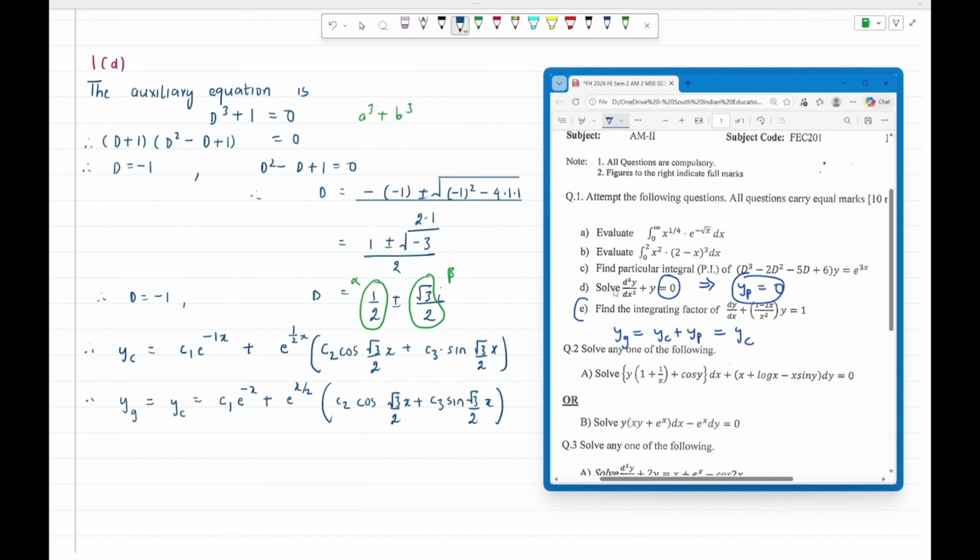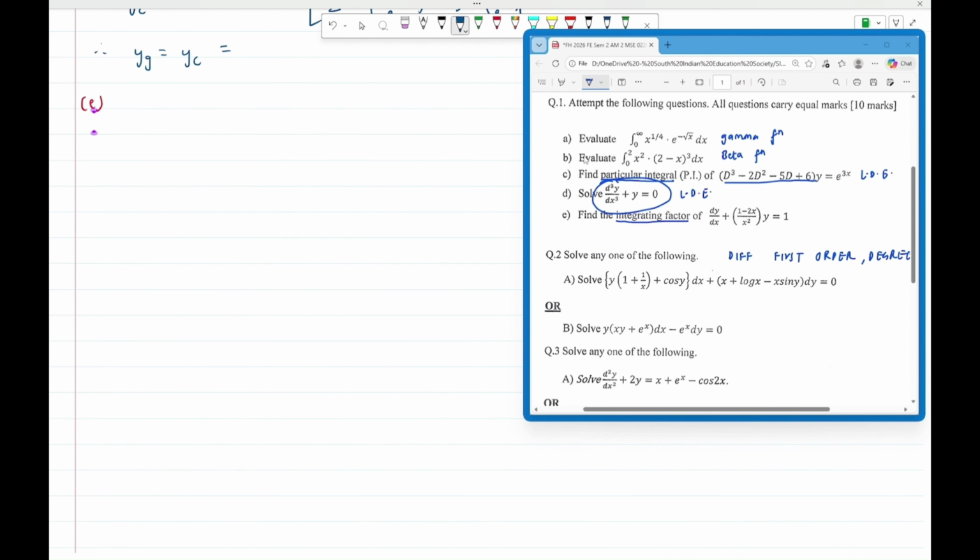Now let's move on to 1e. In 1e we want to find out the integrating factor of dy by dx plus some expression times y is equal to 1. So this is a linear differential equation, and the standard form of a linear differential equation of first degree and first order is dy by dx plus p of x into y is equal to q of x. If we compare the given differential equation with the standard linear differential equation, we are going to get that p of x is equal to this bracket (1 minus 2x) over x square.